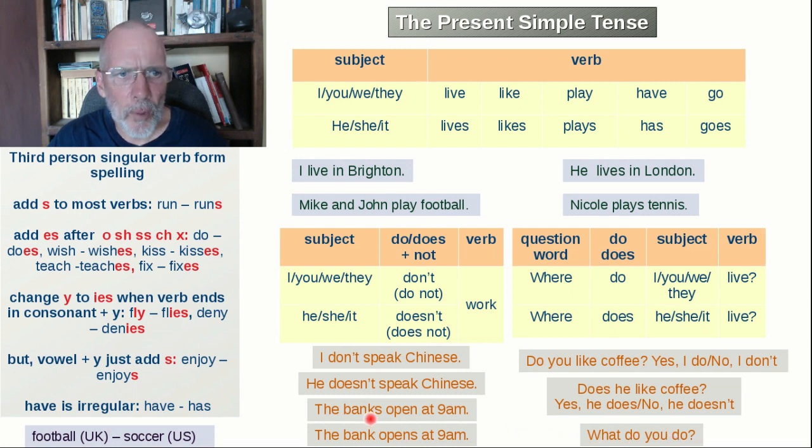And finally here I have one more example, which is a statement. The banks open at 9 a.m. The bank opens at 9 a.m. Notice the difference here. The verb is without the S. That's because the subject is banks, which is a plural, which is a they. And this one here, the bank, this is a singular. The bank opens at 9 a.m. So because it's singular, third person singular, it's an it. We need to use the S form of the verb. Okay, very good. Let's continue.